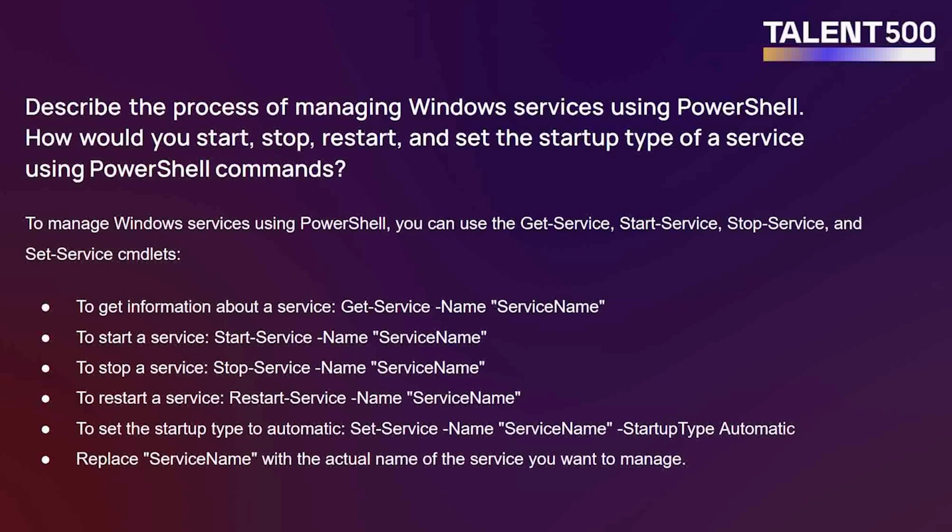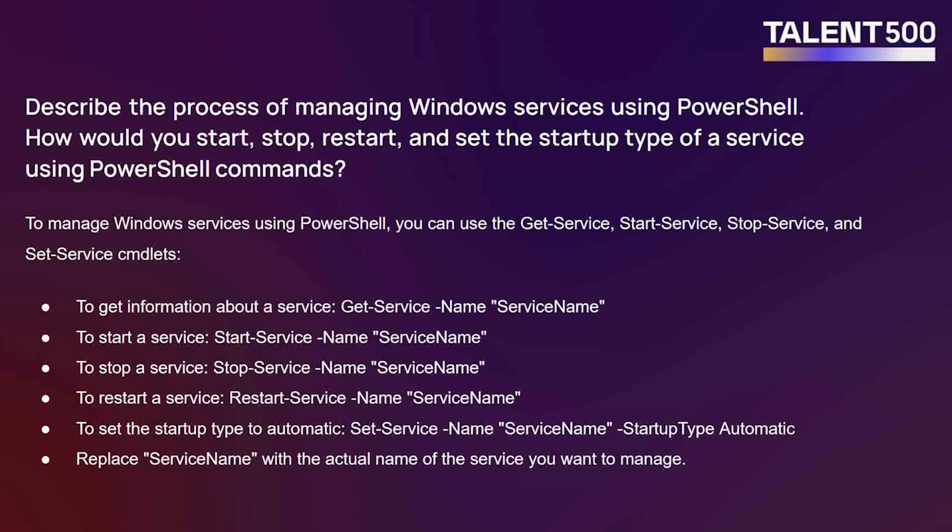Okay, so the next question is, describe the process of managing Windows services using PowerShell. How would you start, stop, restart, and set the startup type of a service using PowerShell commands? So here you need to first of all describe the process, and then how you would start, stop, restart, and set the startup type of a service using PowerShell commands. You need to explain step-by-step commands for it.